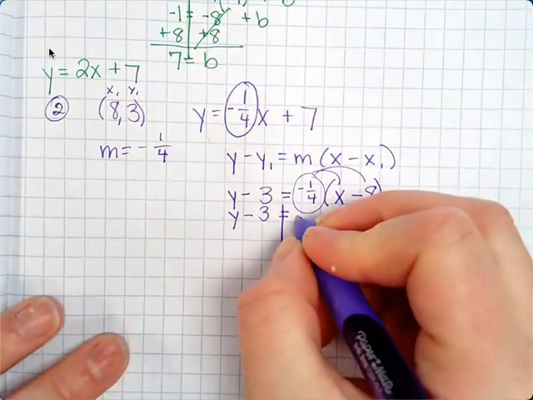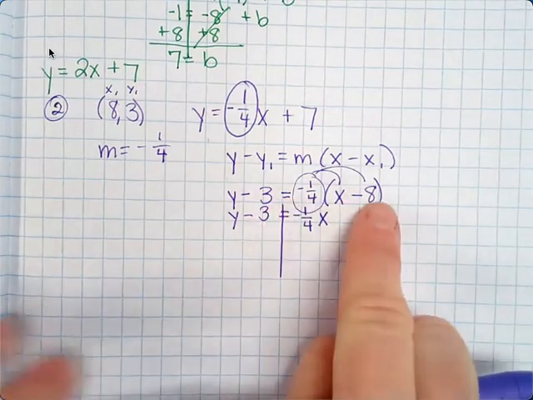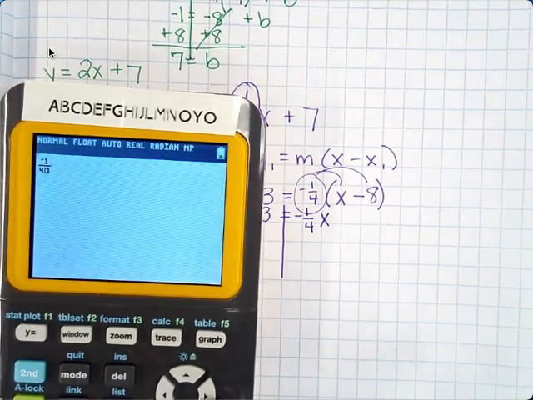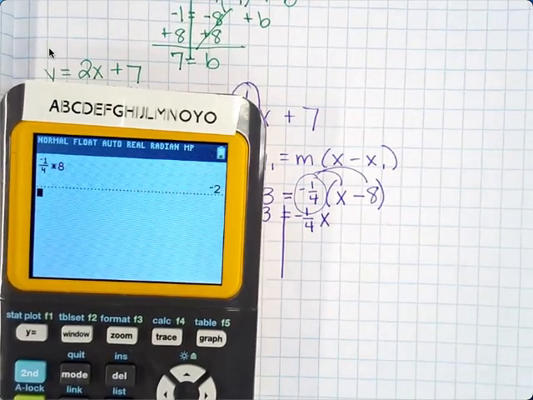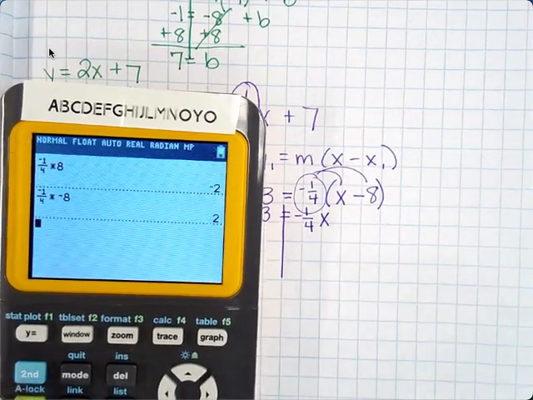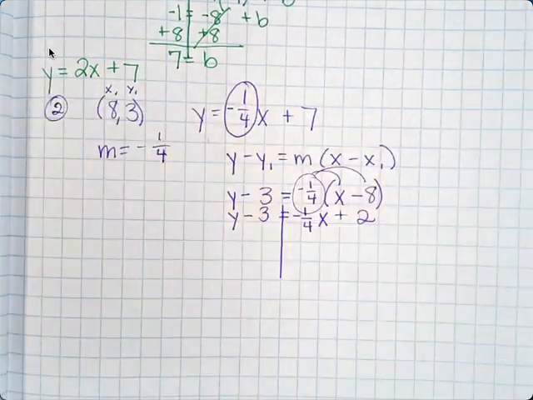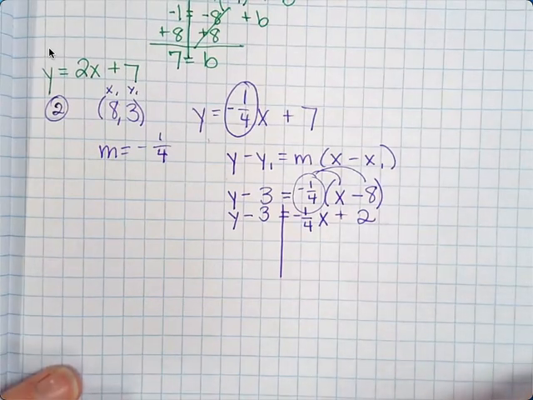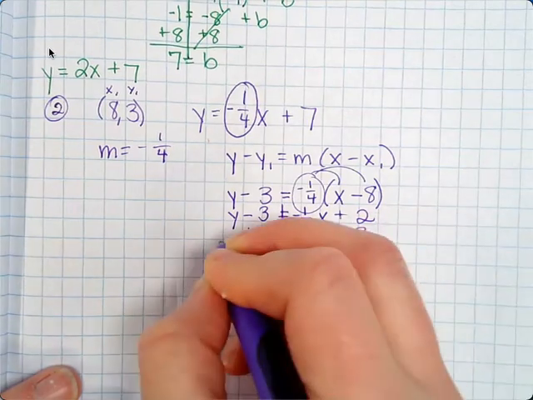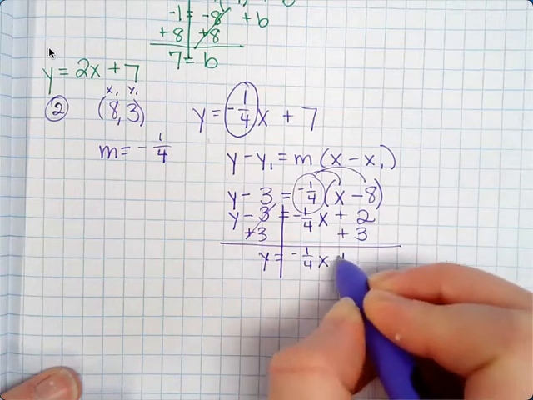-1/4 times x, -1/4 x, and -1/4 times a -8. Oh, times a -8, right? I did not put that in negative. -8. There we go. Positive 2, so +2. Okay, and then the next step to get y by itself, what would it be? Subtract 3. Or add 3. Add 3, yep. So y equals -1/4 x plus 5.